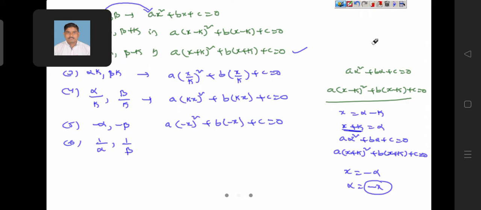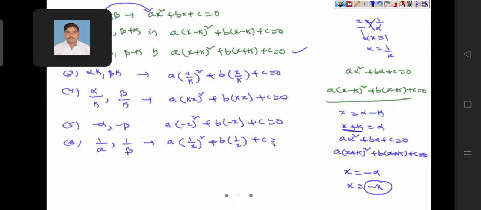So I will assume that x is equal to 1 by alpha. That implies, we'll do the cross multiplication, alpha x is equal to 1. Then alpha is equal to 1 by x. Again, alpha is the root of this equation. That means in place of x you can substitute 1 by x. That's why a into (1 by x) whole square plus b into (1 by x) plus c is equal to 0. So in the same way, the quadratic equation whose roots are alpha square, beta square.